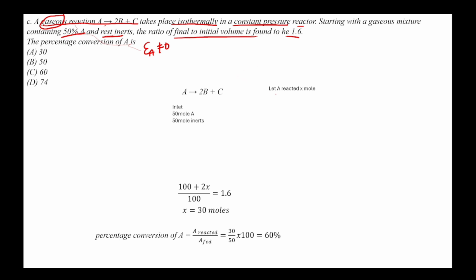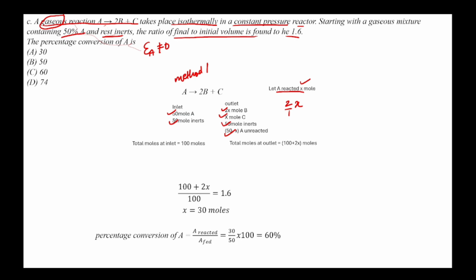Let us assume the first method, method 1. Let X moles of A have reacted. Inlet: 50 moles A, 50 inert. Outlet: since X moles of A reacted, B produced is 2X, how? 2 by 1 into X, 2X. C produced is X. Inerts will be the same, 50. A unreacted is 50 minus X, right? Now, total moles inlet 100, total moles outlet 100 plus 2X moles.